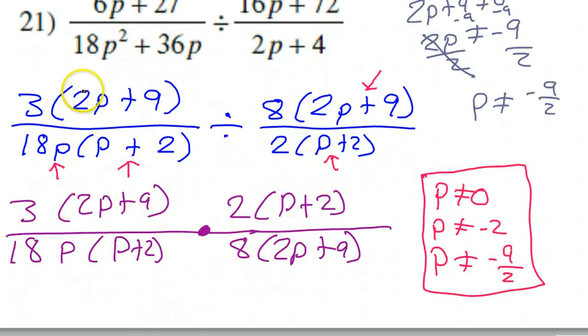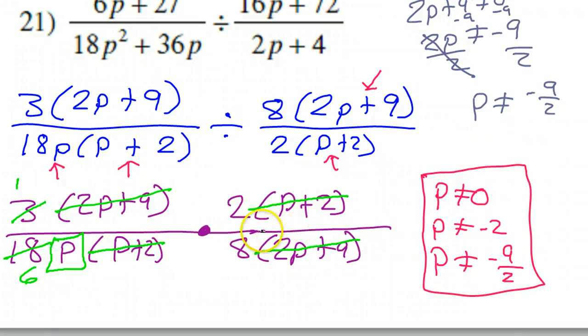Let's see, what do we have that will cancel? The 2p plus 9, that's jumping out at me. The p plus 2, that's got to go away. 3 and 18 are both divisible by 3. 3 goes into itself once, 3 goes into 18 6 times. This lone little p is still there. Don't forget about it. 2 and 8 are both divisible by 2. So 2 goes into itself once, 2 goes into 8 4 times.